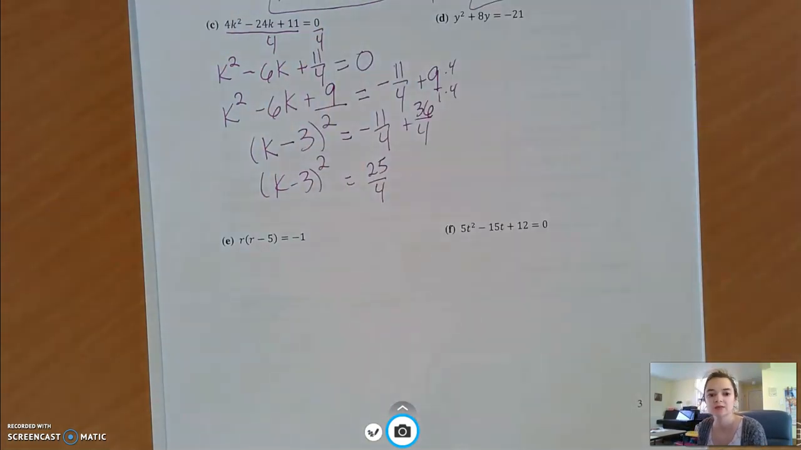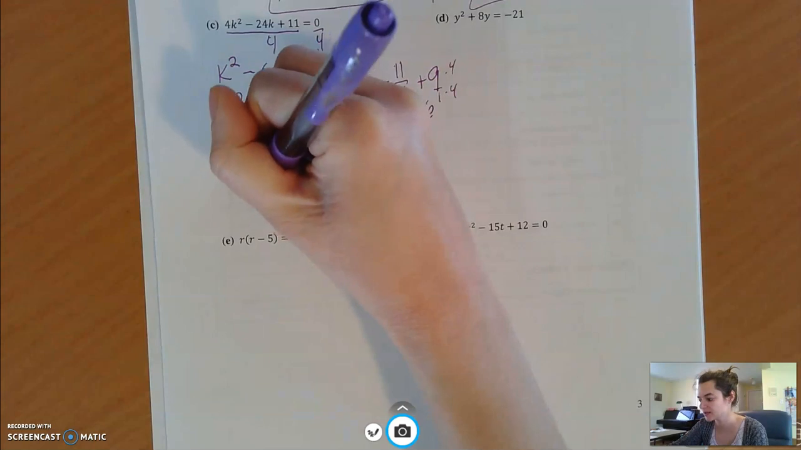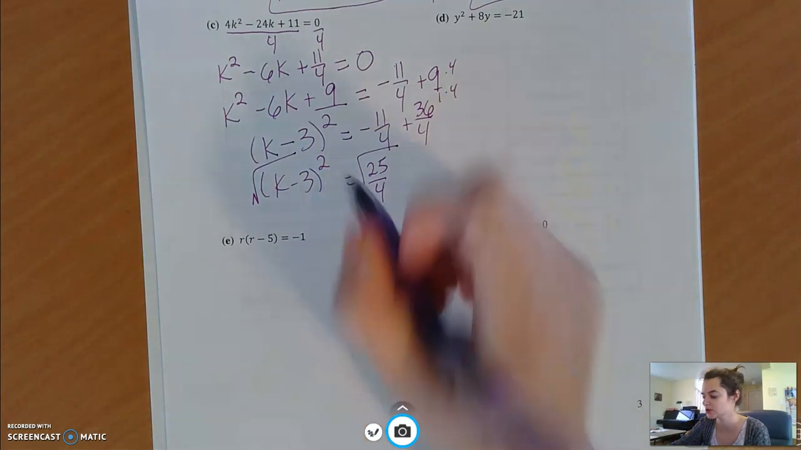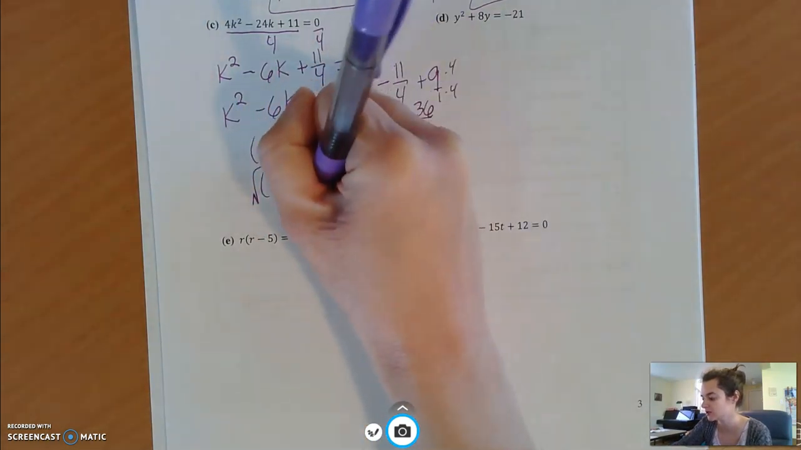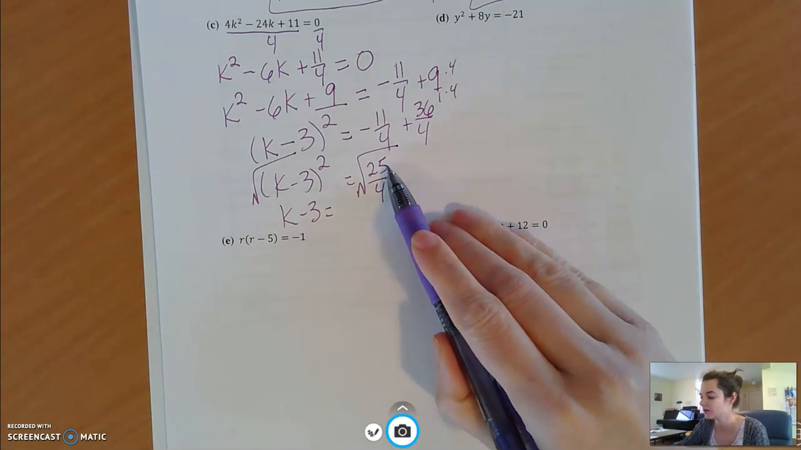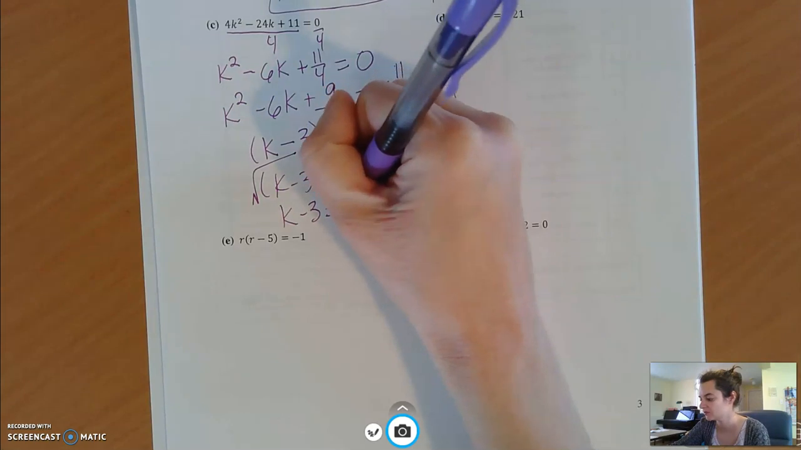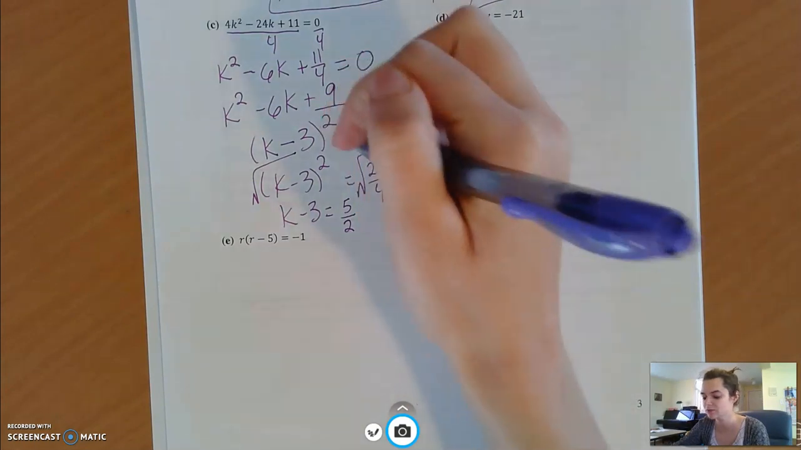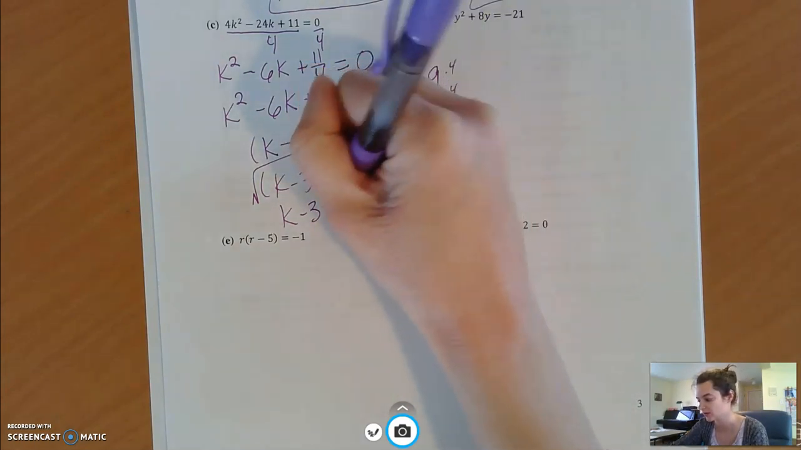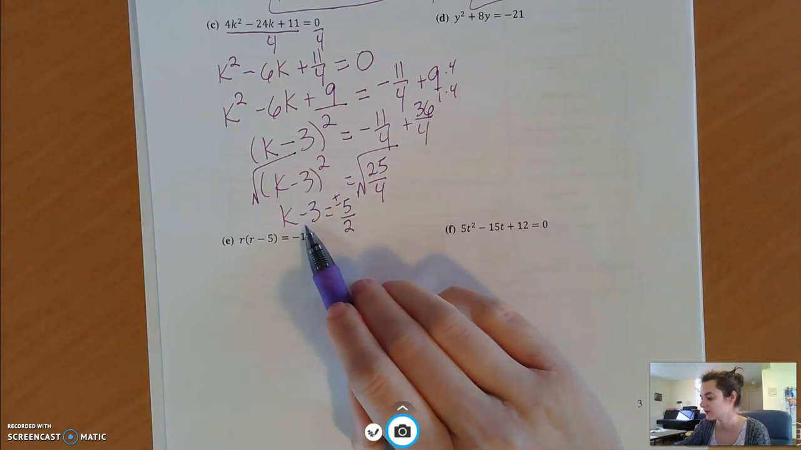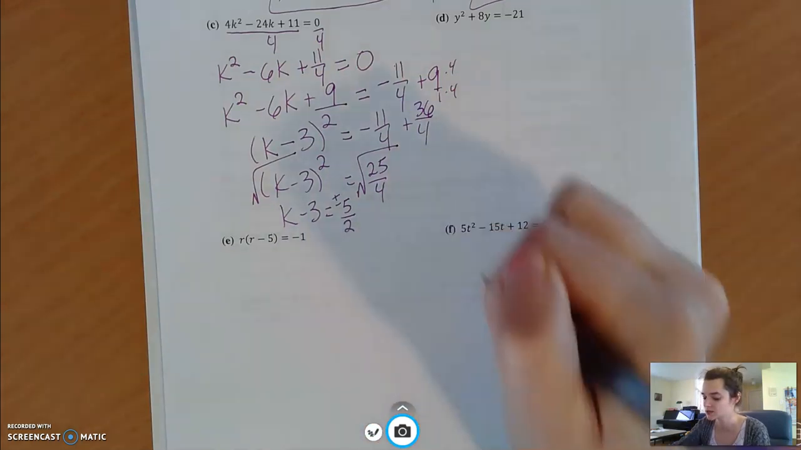Okay. Then to get rid of the squaring, we're going to take the square root of both sides. Okay. So the square root and the squaring will undo each other. You'll just be left with k minus 3 on the left side. On the right side, this is actually a perfect square, which is exciting. The square root of 25 is 5. And the square root of 4 is 2. Don't forget that when we take that square root, we do need the plus or minus version. Okay? So positive or negative 5 halves. Okay? Then to get k by itself, we're just going to add 3 to both sides and be done.